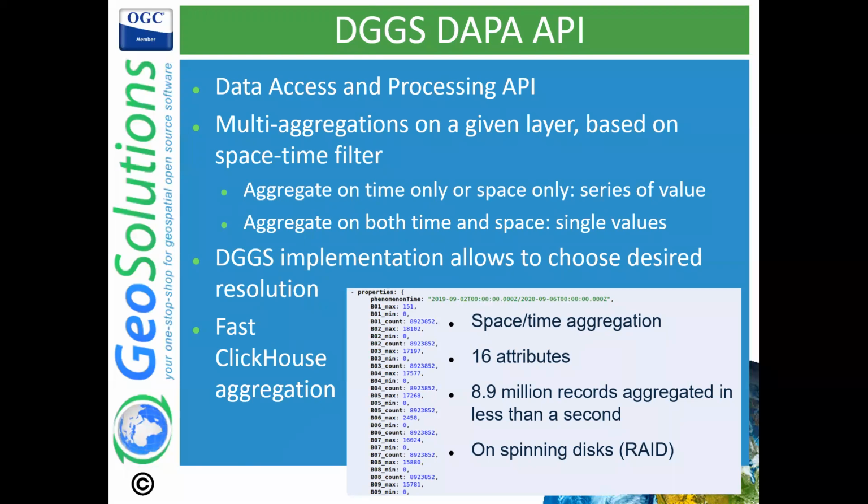Actually, it turns out that thanks to ClickHouse, the aggregation can be really, really fast. So for example, we ran a space-time aggregation over 16 attributes, which were the 13 bands of a Sentinel-2 dataset, which we mapped onto DGGS structures. It contained 9 million records, and ClickHouse aggregated them on a single machine in less than a second. The single machine had a set of RAID disks, but they were spinning disks. Of course, the server had multiple cores, and ClickHouse used them all to run the aggregation.